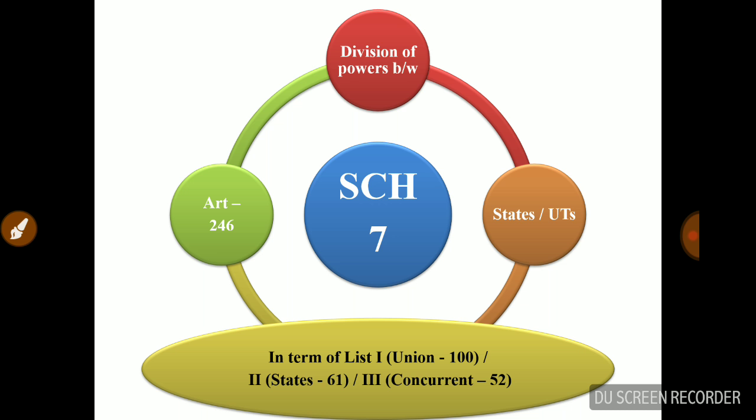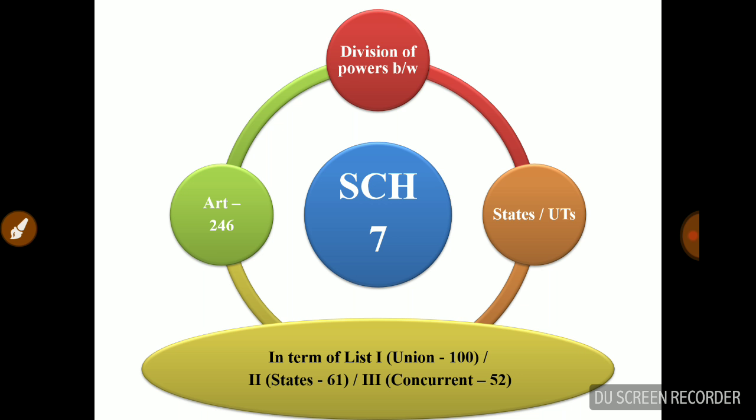The same case applies to the state. There are 61 matters in the state list. For example, law and order. The union is not at all controlling law and order; it is the state's discretion to control it. So the union list is clear, and the state list is clear.